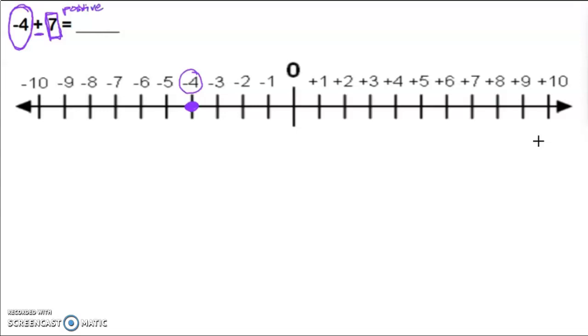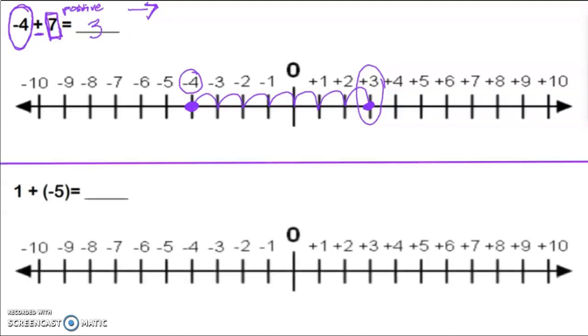We're going to go from that -4, our starting point, and we're going to go to the right that many number of times. 2, 3, 4, 5, 6, 7. So -4 plus 7 on the number line shows us our answer is +3.